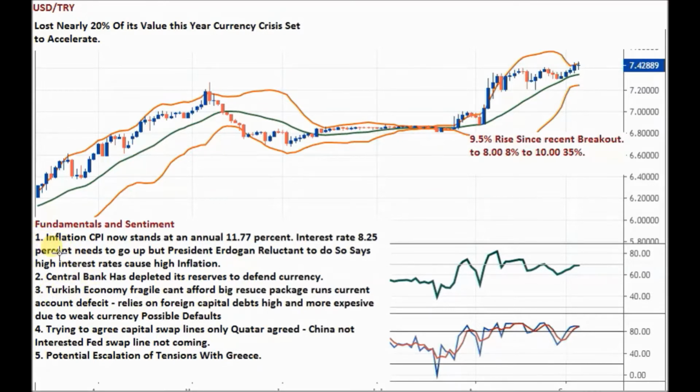Now, in terms of inflation, CPI, that now stands at 11.77%. Now, a lot of central banks have been trying to get their inflation up, like the ECB to 2%, for example. Turkey has the opposite problem. Its inflation is high. They've got an interest rate of 8.25%, which is not containing inflation. Now, in terms of interest rates, they really need to go up to stabilize the lira.